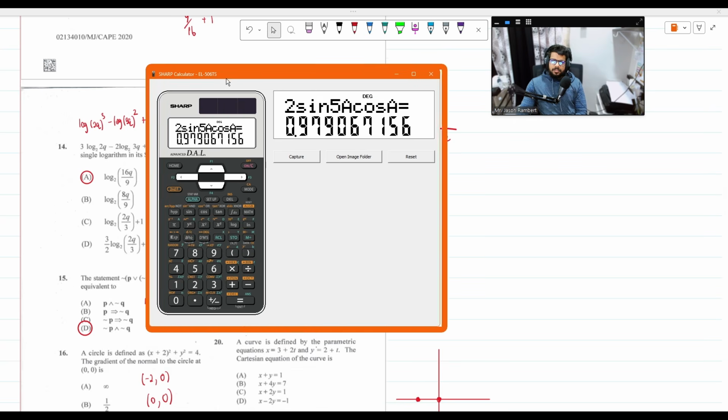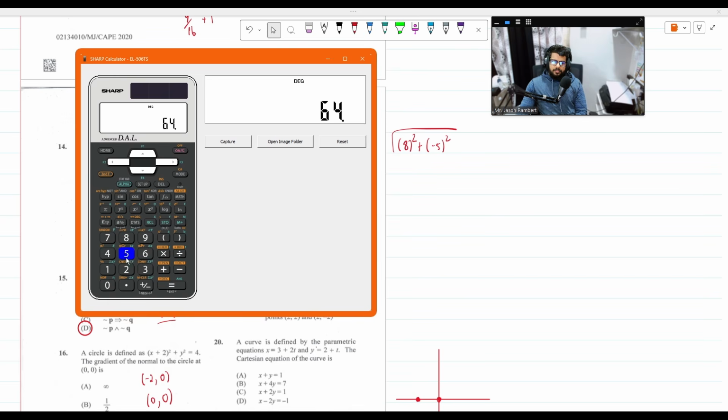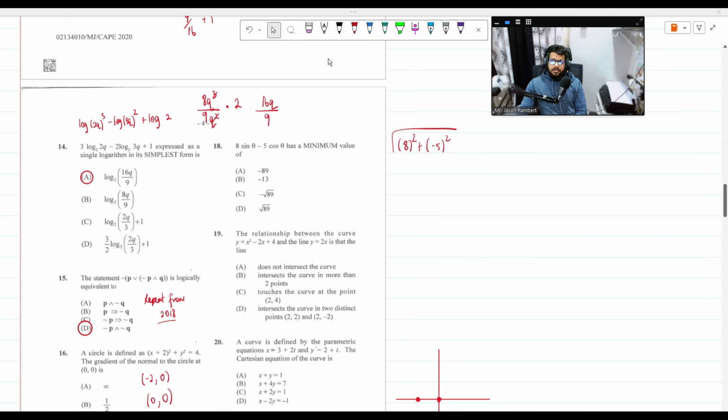64 plus 25 is 89. Square root of 89 is going to be r. So the minimum is going to be the negative part, the maximum is going to be the positive part. So negative root 89 is the answer.